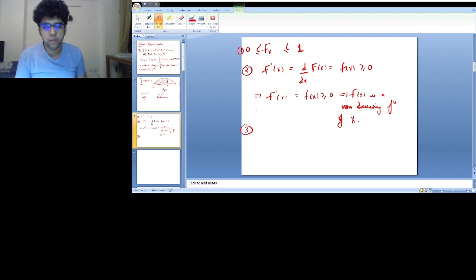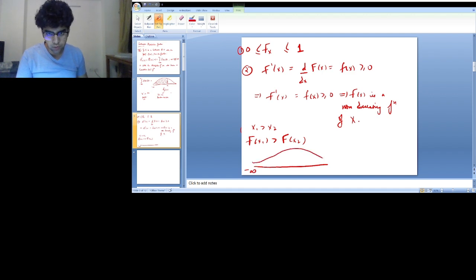I can also explain this property to you guys. So F dash x is greater than or equal to 0, right? So what this implies is that if my x1 is greater than my x2, then my F of x1 is greater than my F of x2, right? And we can see that from here. For example, my lower limit is negative infinity and my x1 is greater than my x2, right? So my x2 will be somewhere here. For example, let us suppose that my x2 is here and my x1 is here, right?